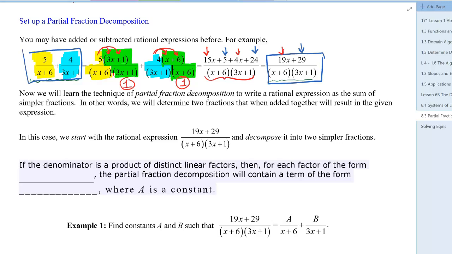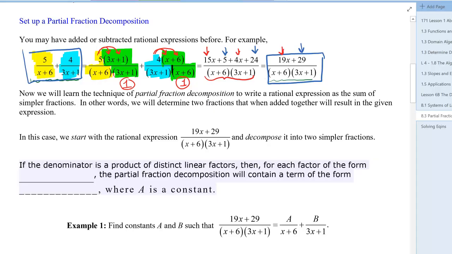Lesson 8 continued. In the previous video, I reviewed with you how to add two fractions, rational expressions, by finding a common denominator and combining like terms. But the process of partial fraction decomposition actually works backwards. If you start with this rational expression, how do you know what two fractions were added together to get this? That's what this lesson is really all about.